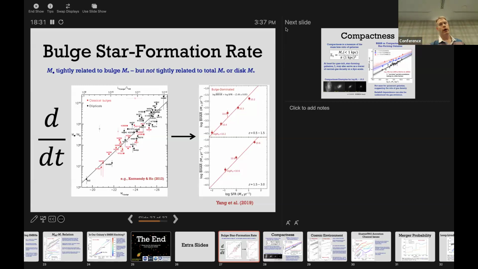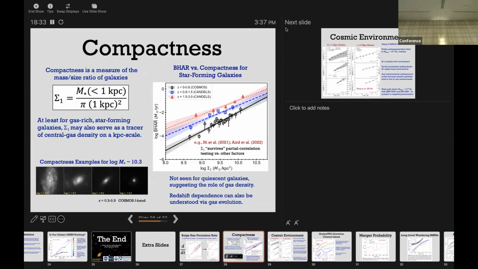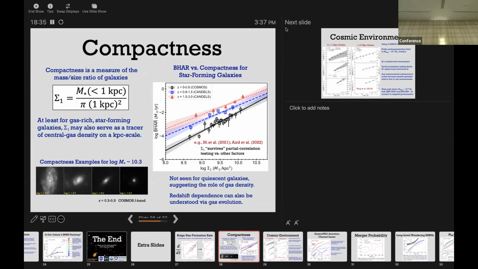In addition, we've looked at other quantities. We've looked at galaxy compactness. That is sort of how centrally concentrated a galaxy is. There are non-trivial correlations there that also survive the partial correlation torture testing against galaxy stellar mass. This is led by Qingling Ni, a very good Penn State graduate student. You can read those results if you're interested.